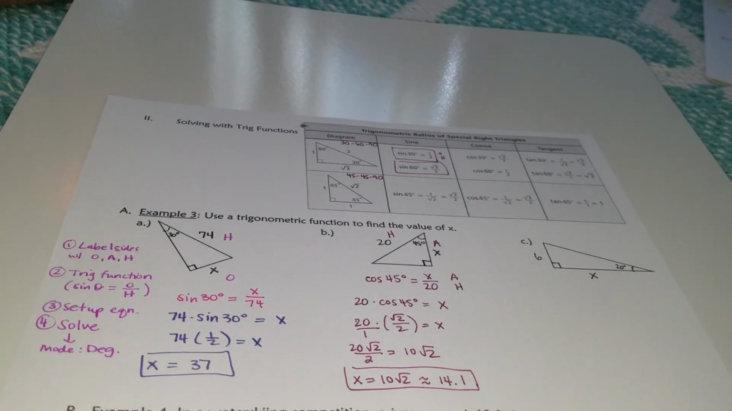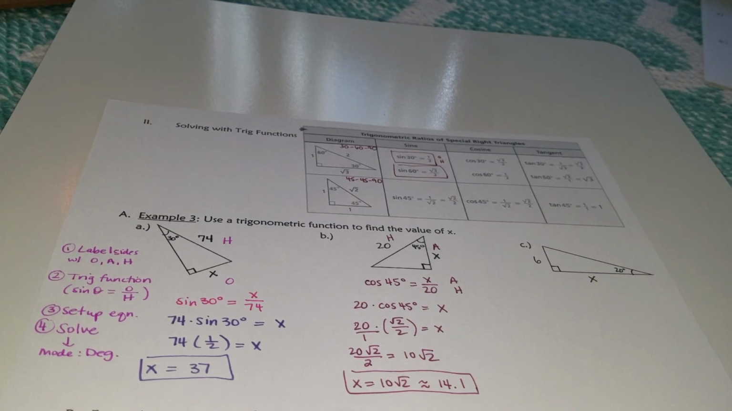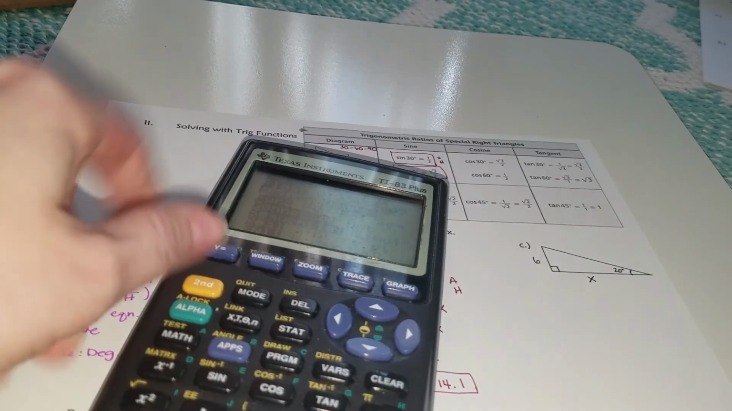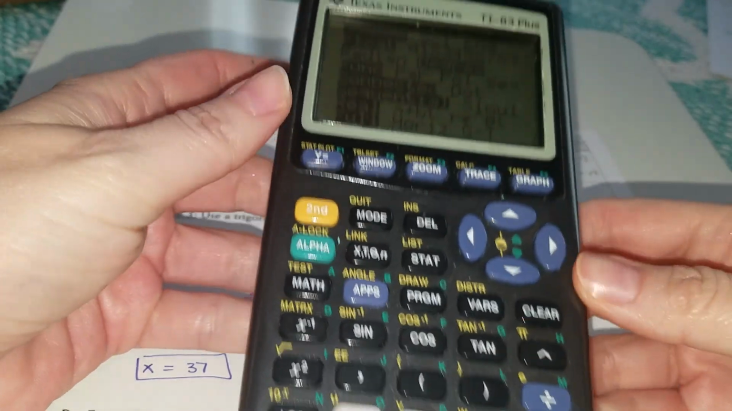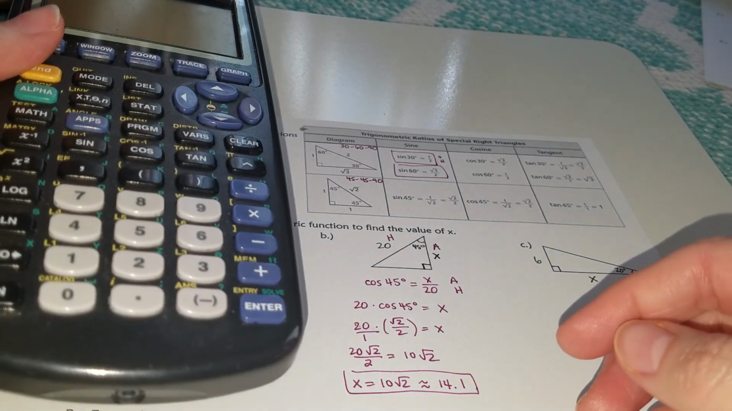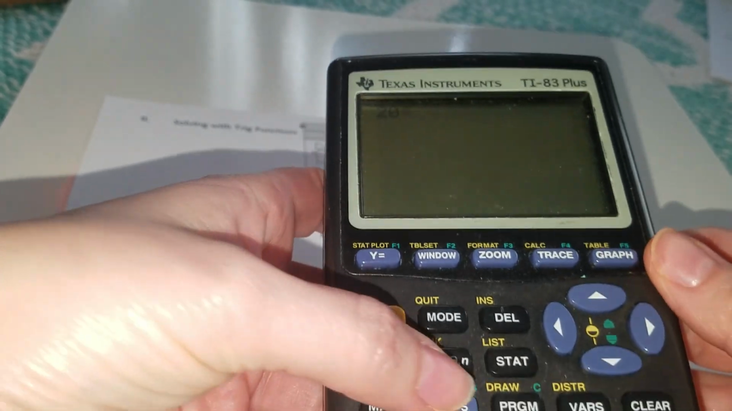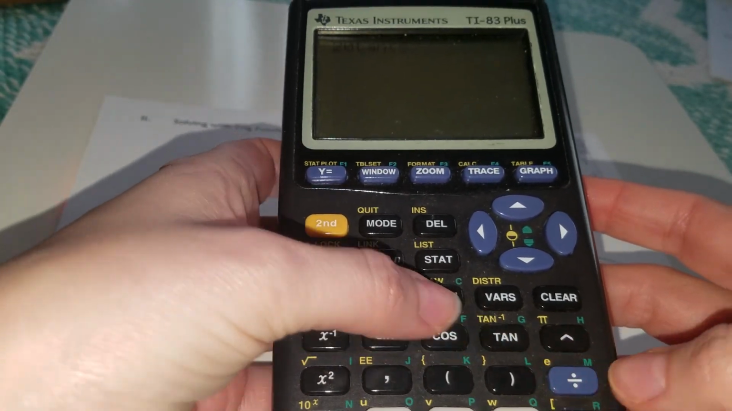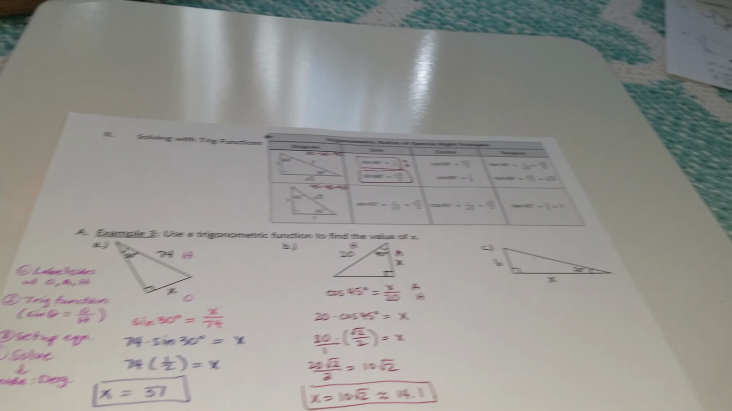Okay, and again, your calculator does need to be in degree mode. So make sure when you go to mode, it is set to degree, and then you can type in the 20 cosine of 45, enter, and then you can see your 14.1.